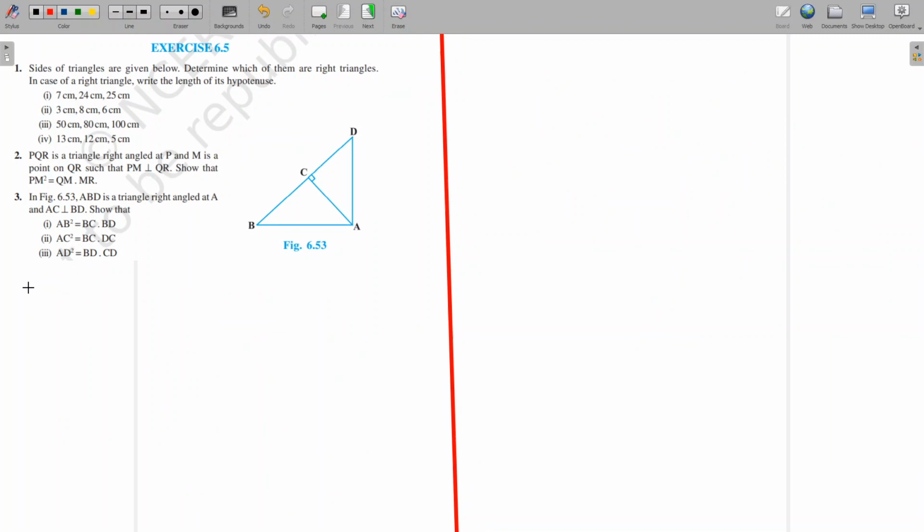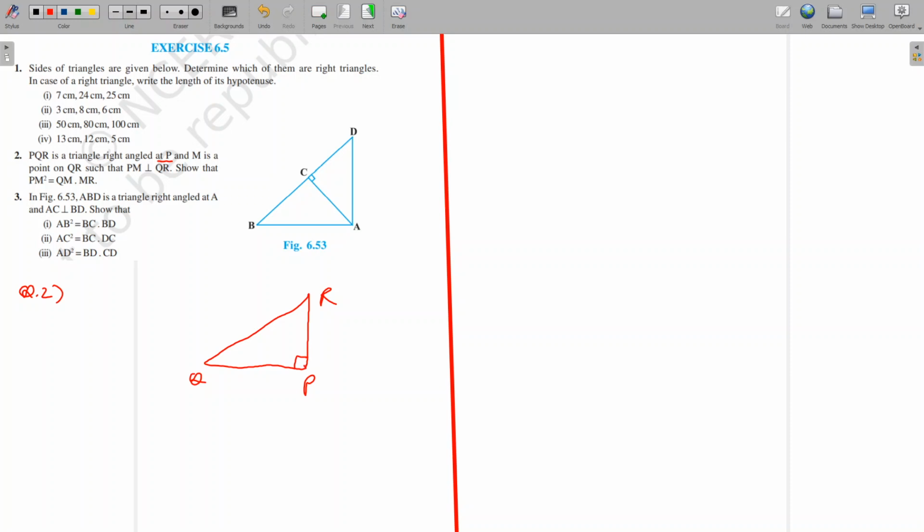Now let us go to question number 2. In this it is given that PQR is a triangle, right angle at P, and M is a point on QR such that PM is perpendicular to QR. Prove that PM square equals QM into MR. PQR is a triangle, right angle at P, so angle P is 90 degrees. First we will draw the figure. This is the triangle and we make angle P as 90 degrees. We can take the other two as Q and R. Suppose this is Q and this is R. And it is given to us that PM is perpendicular to QR.